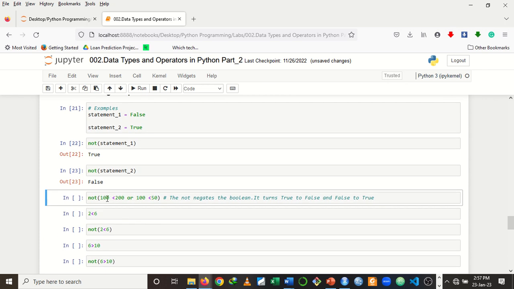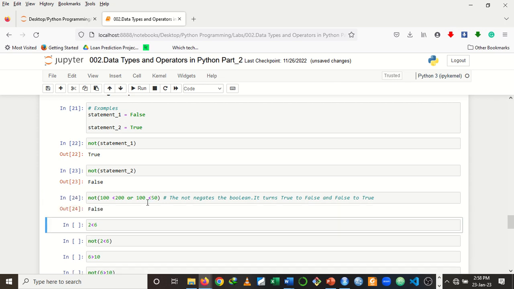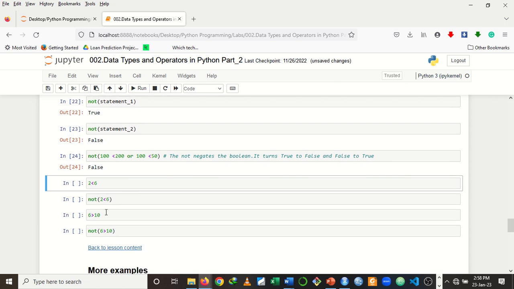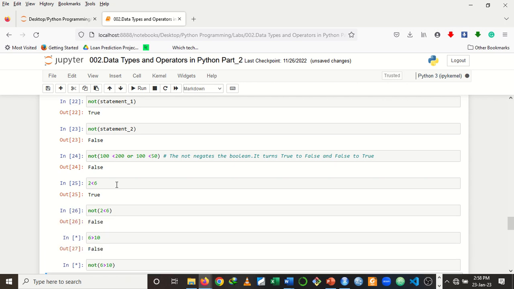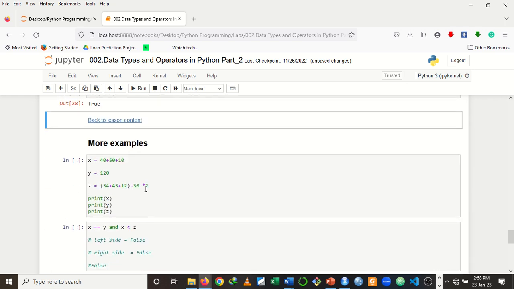So if you see, you have 100 being less than what? 200, or 100 less than 50. This expression that we have here, we are supposed to get it to be true, isn't it? So the expression itself is true, but since we are negating it, we should be expecting false. Do you get that? Yeah, so that's the not operator for you. I've included more examples here for you to play with and get better understanding.